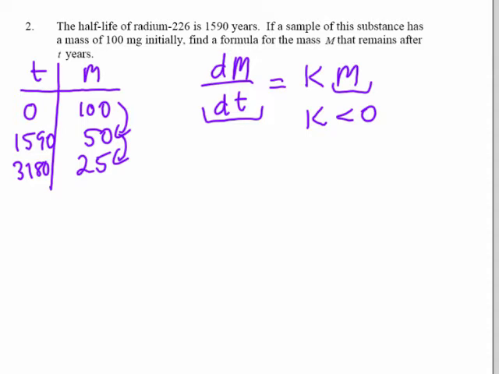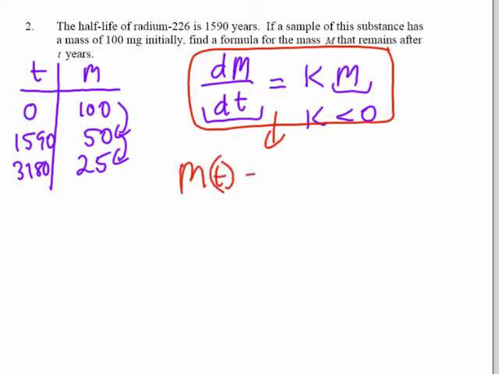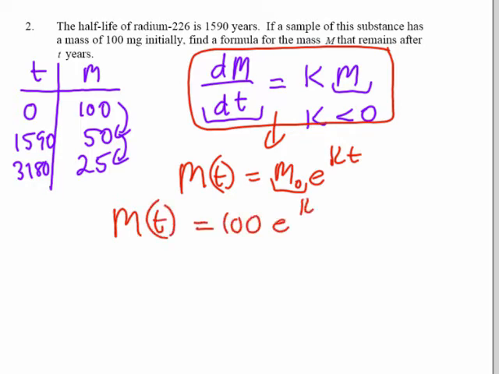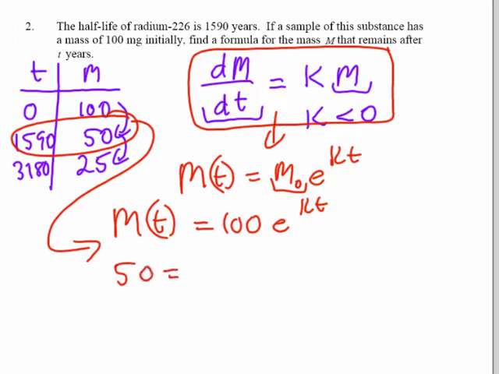So a half-life situation matches our model of exponential decay, and we know that the solution to this is as so. Okay, m naught is our starting amount. Let's get the specific equation. That's 100 milligrams. And we could then use one of these points to calculate k. So we'd have 50 milligrams after 1,590 years. This is t times k.